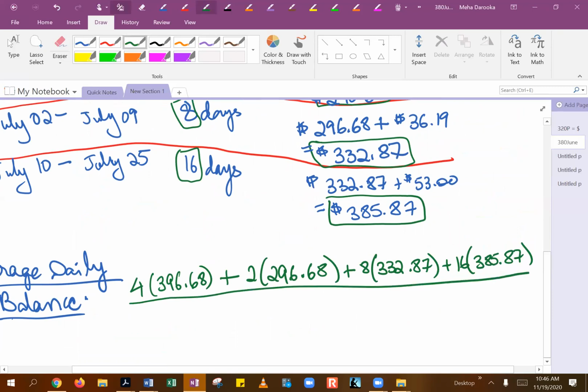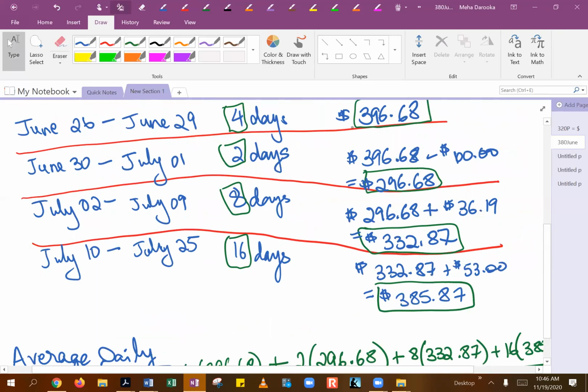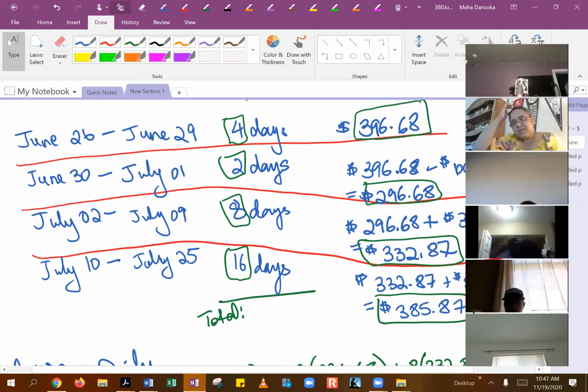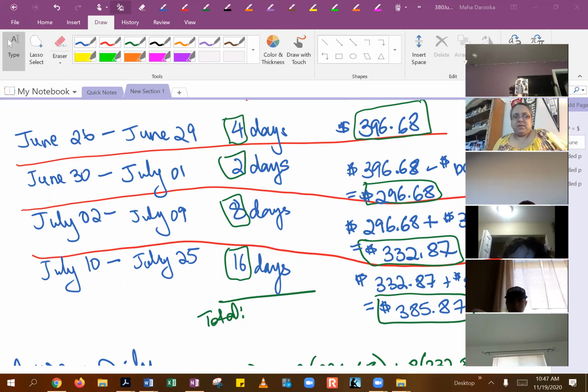Now, basically, you have to calculate how many total days you have over here. So you can either do it from here, or you can do it from here to figure out the total number of days this billing cycle has. So if you go from June 26th to July 25th, how many total days are you looking at?